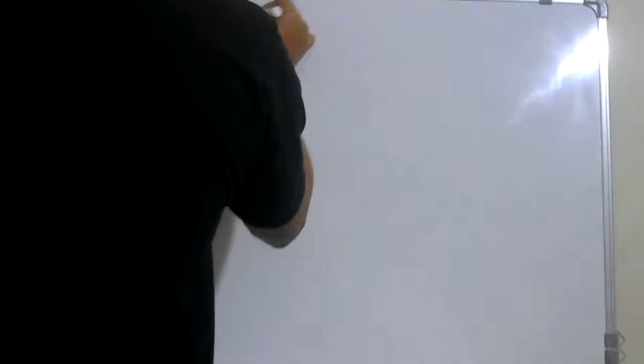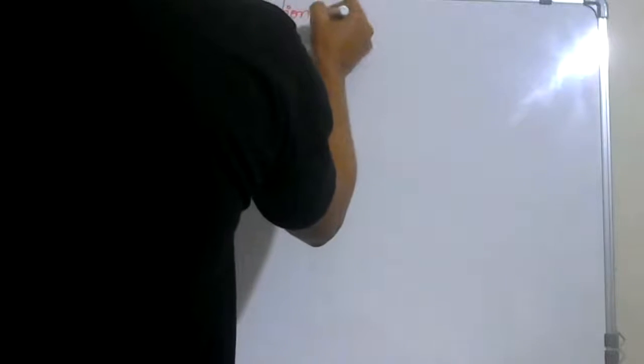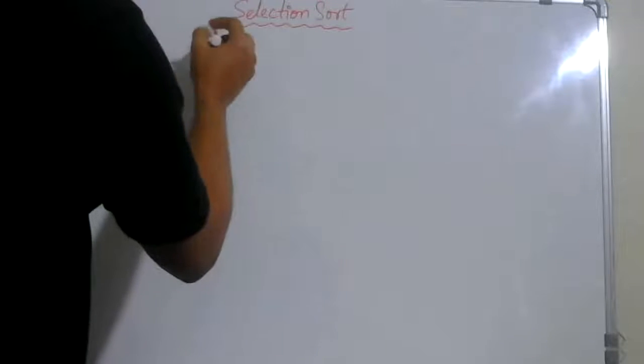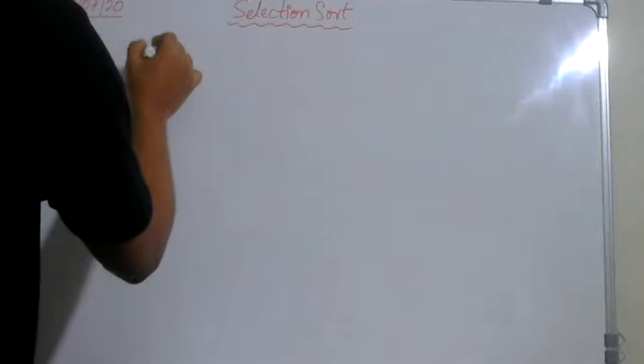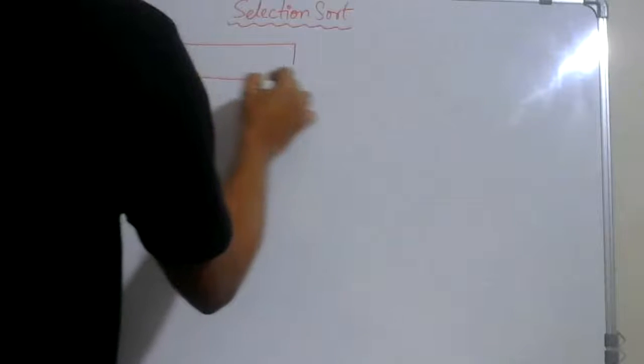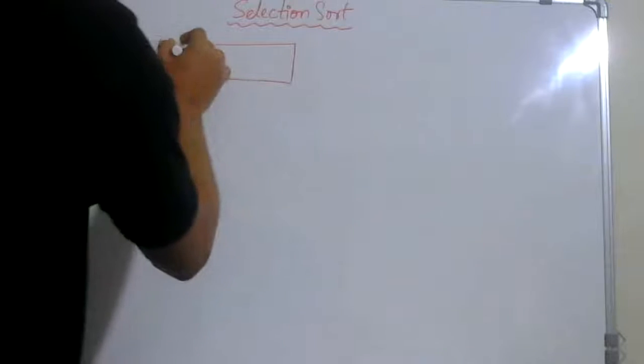So let's take an example of an array and just quickly do something similar to a dry run as to how selection sorting works in an array. So let's say this is our array on which we are going to perform selection sort.